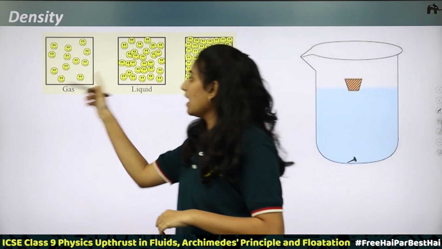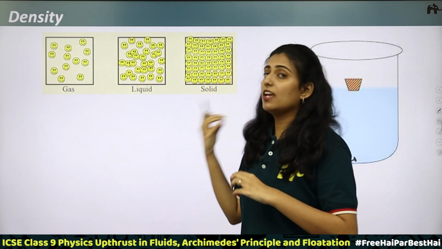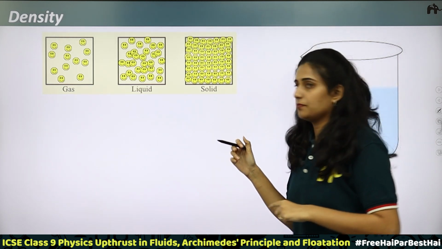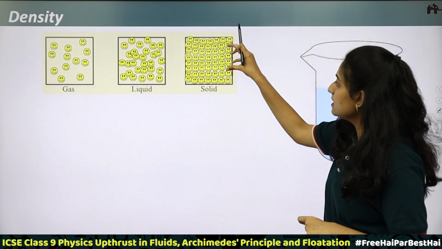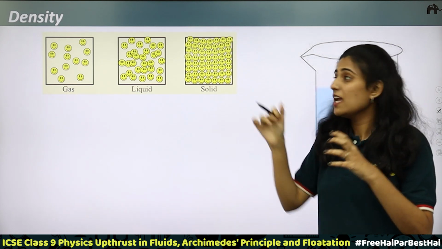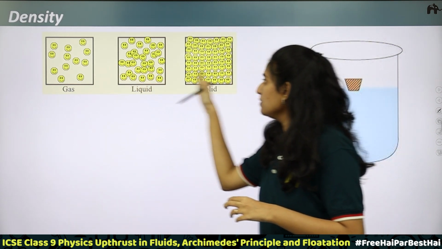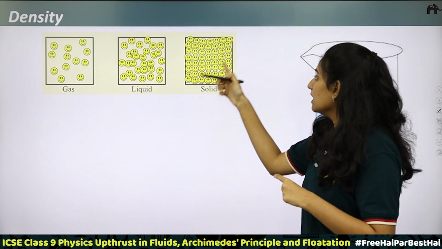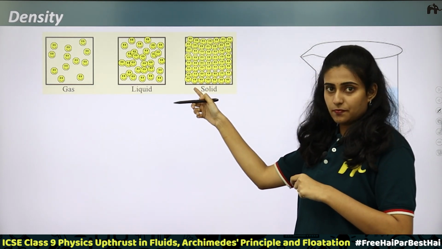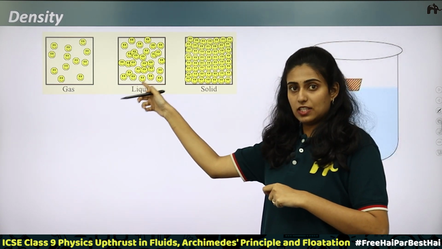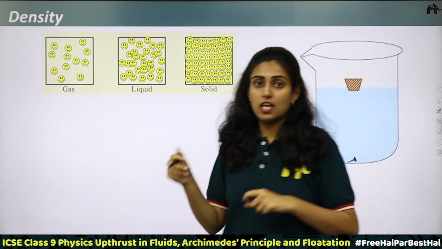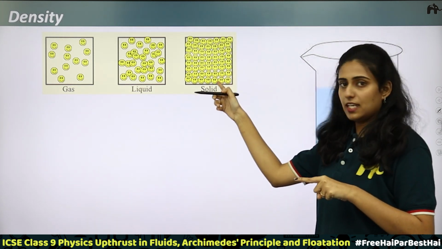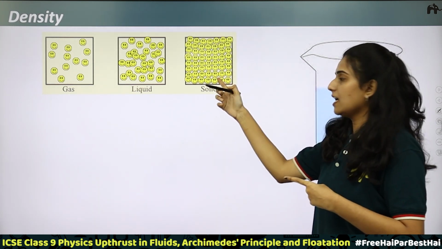What about gas? In the case of gas, the particles are very loosely packed. They are at great distances. You can see the distance. So we say that this is more denser. Denser means in the same space, you have taken the same space, the number of particles occupying that space is greater in case of solids, lesser in the case of liquids, and very less in the case of gas. So in the same space, the number of particles occupied is higher, which means we say that the density is higher in this case.